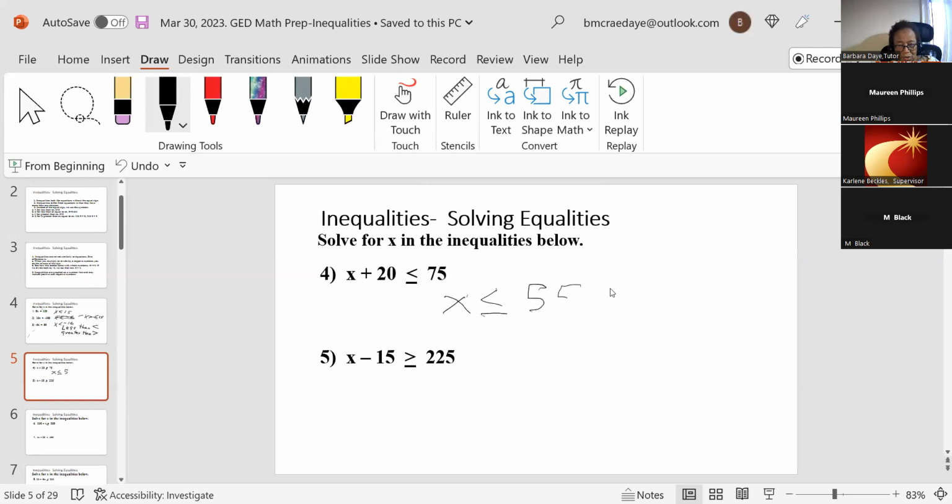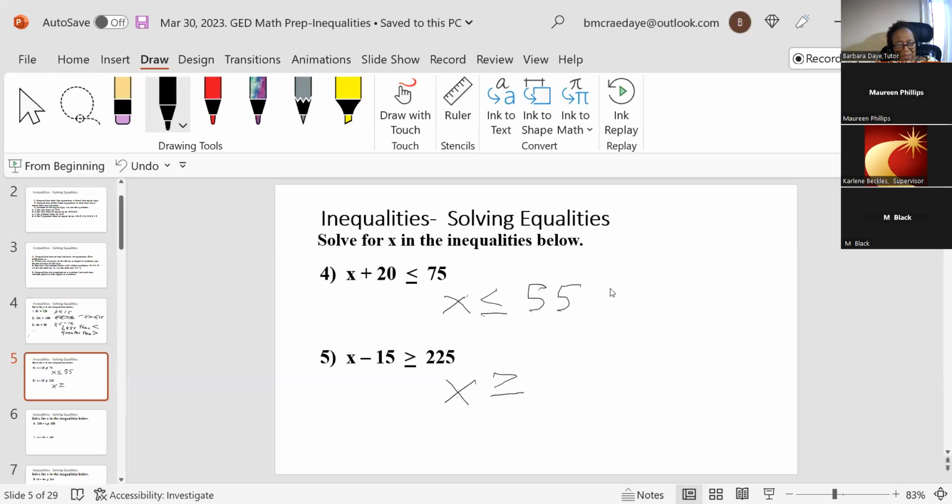Since you did so good on that one, Maureen, let's do number 5. Number 5, you don't have any negatives, division or multiplication. So, Mercedes, what's the answer for number 5? No reversing of inequality because there's no dividing by a negative, no multiplying by a negative. So, what's the answer, Mercedes? The answer is x is greater than or equal to... Am I saying it right? What's the answer?